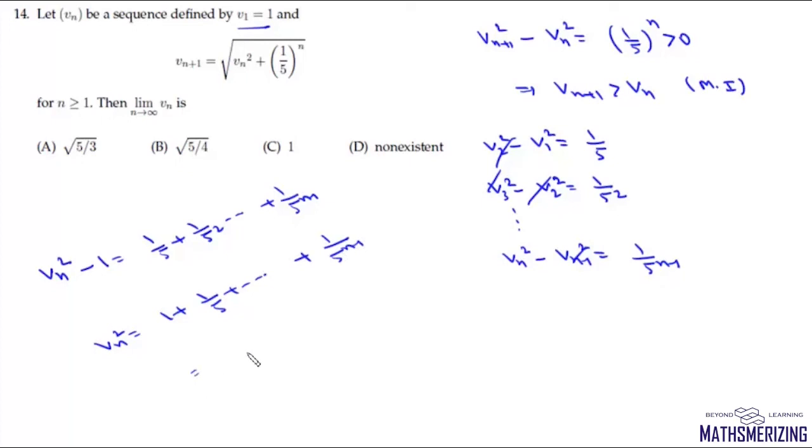Now this is nothing but a GP whose sum is a into (1 minus r to the power n) upon (1 minus r), which is 1 minus 1 by 5. Now we take the limit as n tends to infinity. This value will be 0. So this value will be simply 5 by 4. So the limit as n tends to infinity.